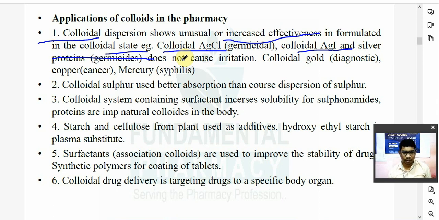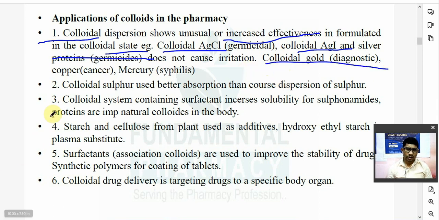But if you convert that simple dispersion into a colloidal dispersion, meaning if you decrease the particle size of silver chloride, that will not cause irritation. That's why colloidal dispersion shows unusual or increased therapeutic effectiveness. Then colloidal gold is also there. Colloidal gold is used as a diagnostic agent.